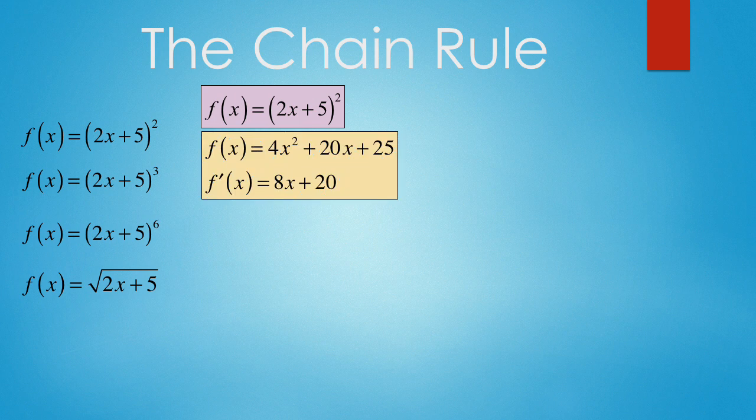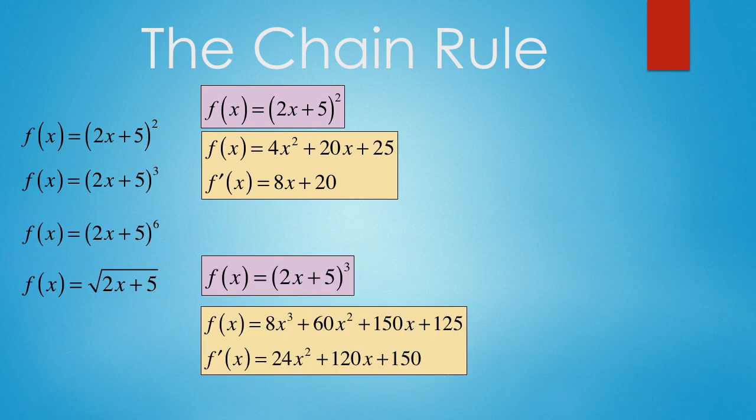We start with f(x) equals (2x plus 5) squared. This is easy. We just FOIL the expression out, getting 4x squared plus 20x plus 25, and then we take the derivative of each term and get f prime of x equals 8x plus 20. A very simple problem.